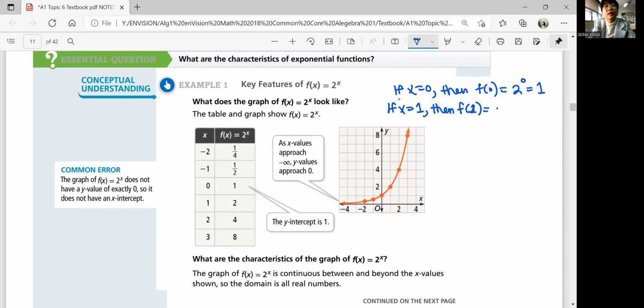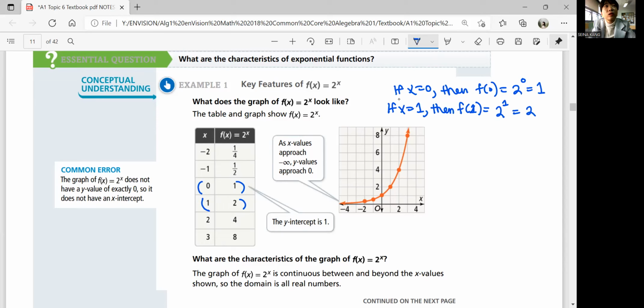Your f of 1, which is 2 to the power of 1, is equal to 2. So then if your x is 1, your y is 2. If your x is 0, your y is 1. Do you see the points? That's because when you plug in your numbers for x, that's what you get for your function value.